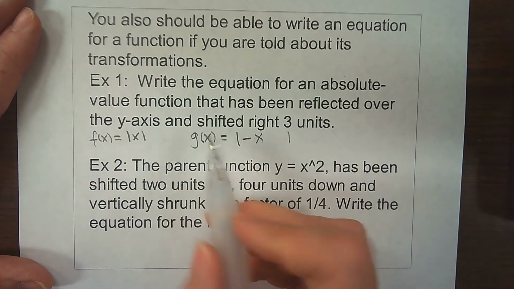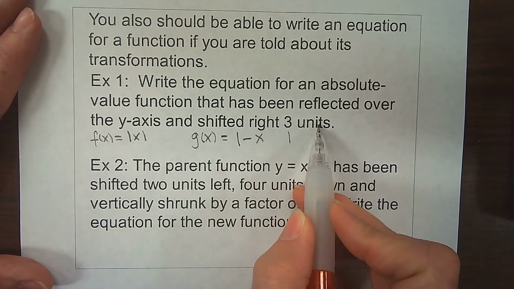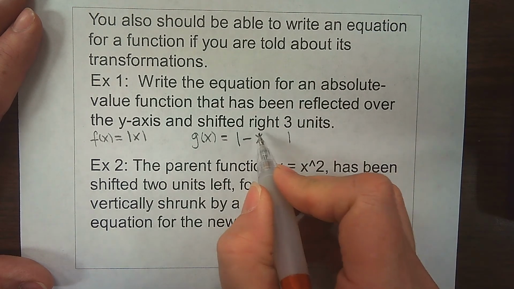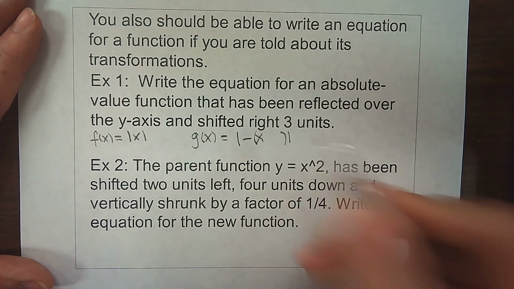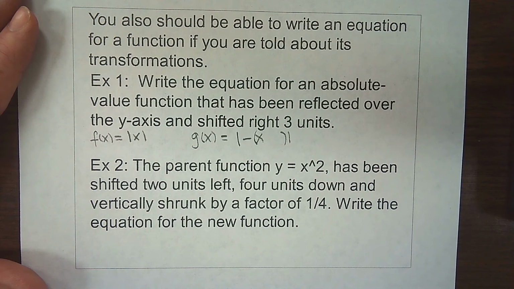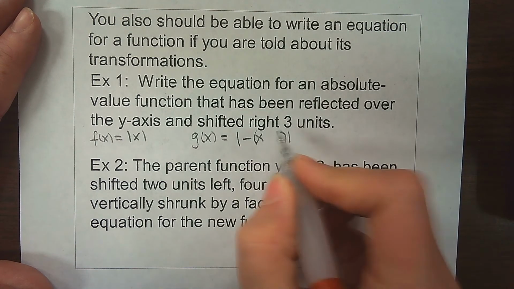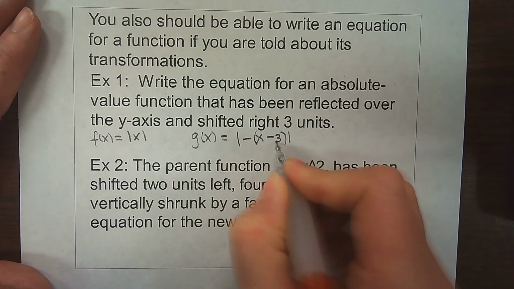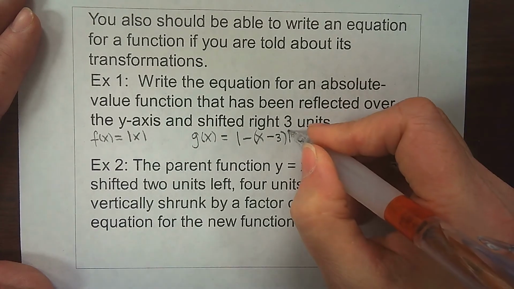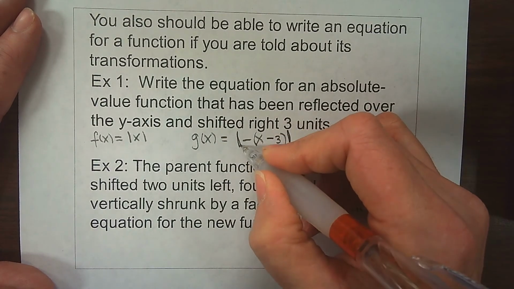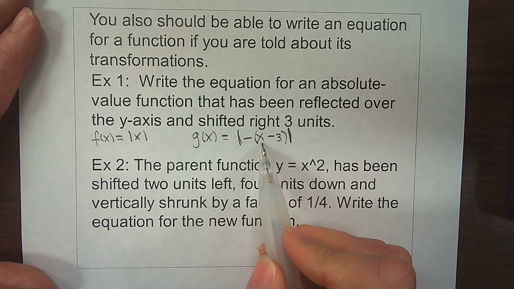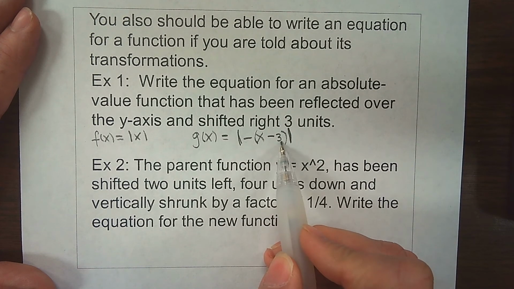But this also says that the graph has been shifted 3 units to the right. Well, I need to think about taking that x first and doing the adding or subtracting to it. So if I'm shifting 3 units to the right, remember that since x is our counterintuitive variable, this should really be a minus 3. So inside my absolute value, I've really got the opposite of the quantity, x minus 3.